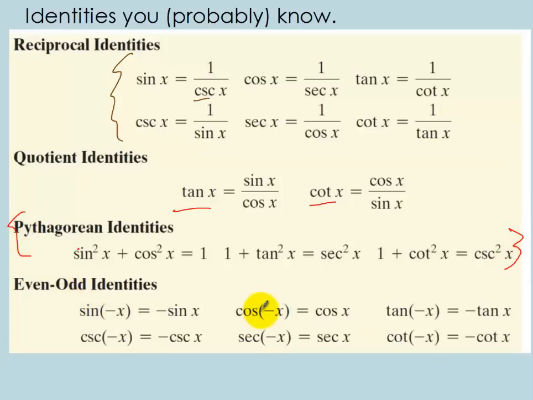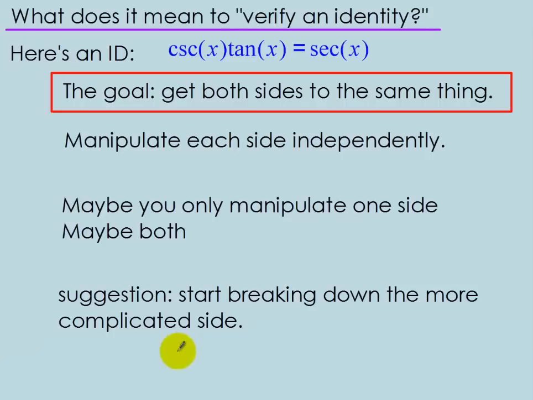And there's even and odd identities. I don't think these are as important. But Pythagorean identities, these are going to be really important, and I don't think you know these well, so make sure you write these ones down again. The rest you know. So we're going to use these identities to verify other identities.